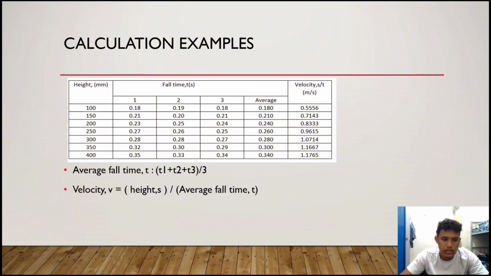The heights we collect from this data are 100 mm, 150, and so on, then converted to meters to get the velocity in meter per second. For example, this 100 millimeter has to be multiplied by 1000 and then divided by the average time, and then we get 0.5556 meter per second.